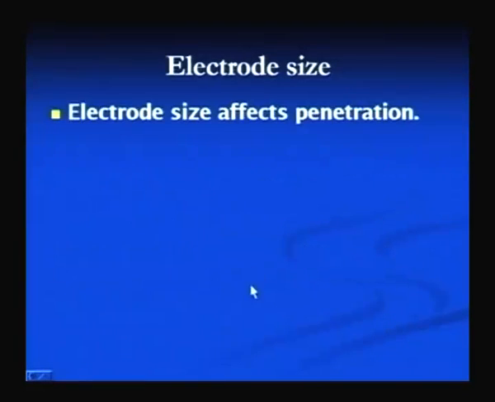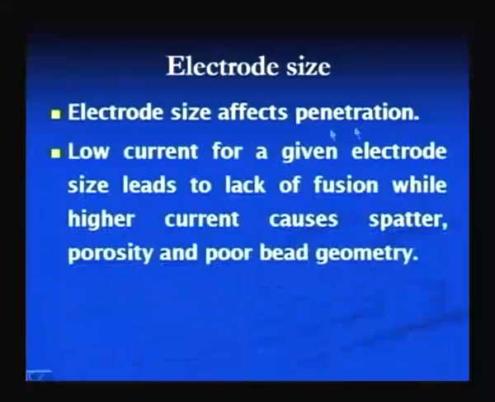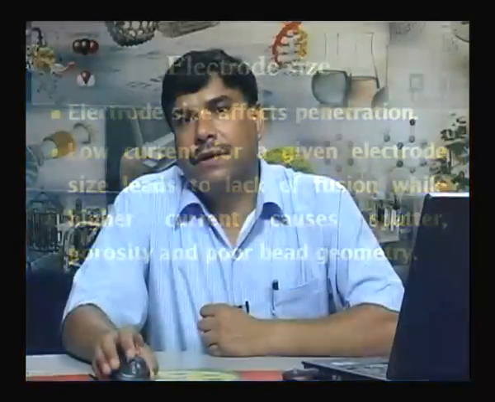The electrode size is another important aspect that affects the penetration of the weld bead which is formed during the welding. Low current for a given electrode leads to lack of fusion, while higher current causes spatter and porosity. So, proper current setting for a given electrode diameter is important, otherwise it can create a number of problems.